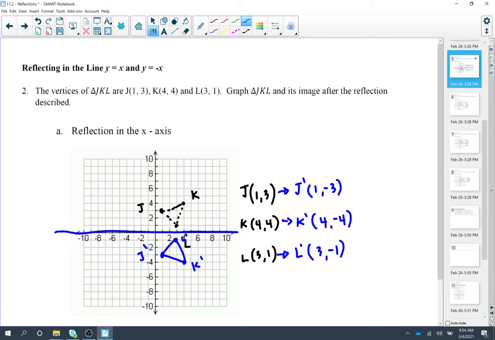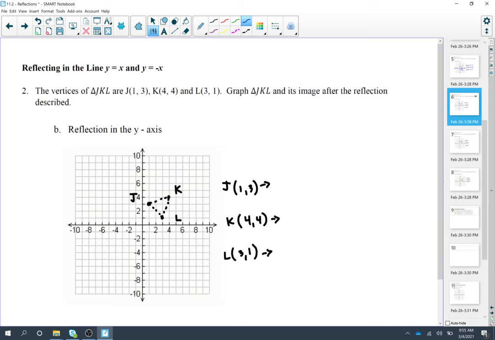Now, really quick before we move on. 1, 4, 3. 3 went to negative 3. 4 went to negative 4. 1 went to negative 1. Just something to keep in mind.